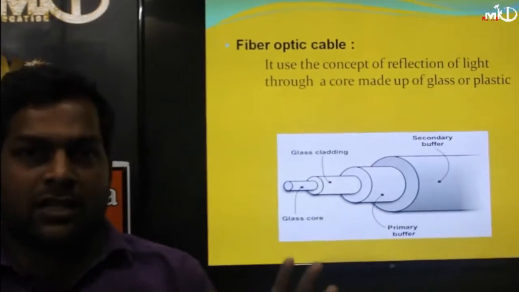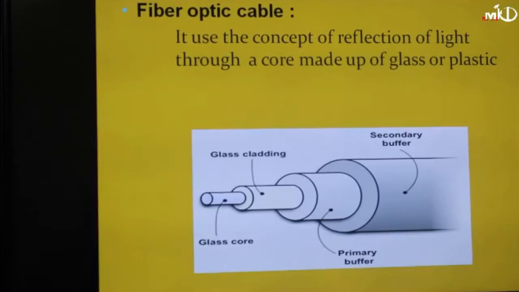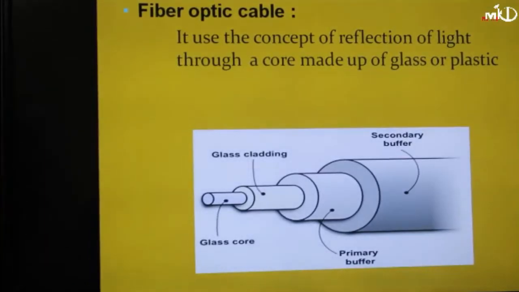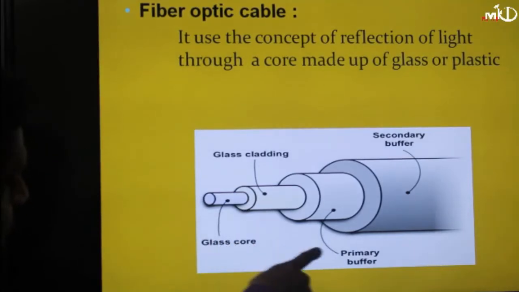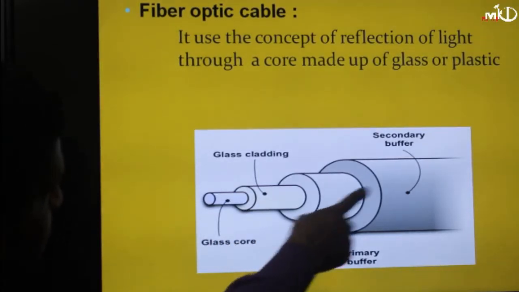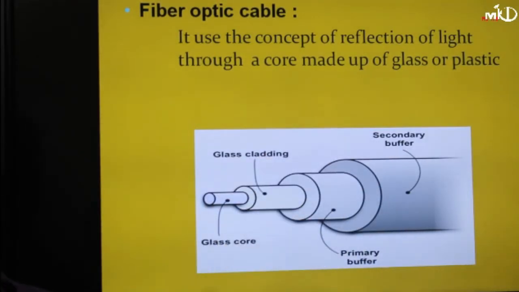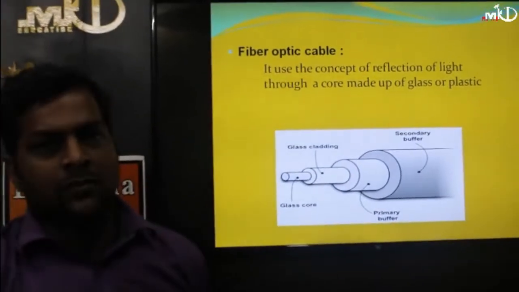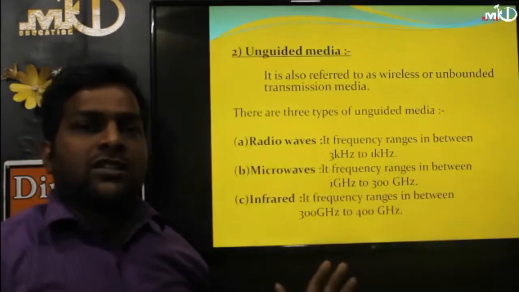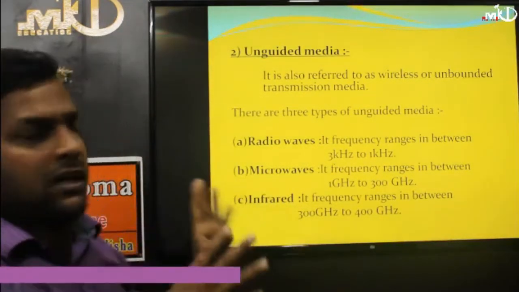Next is the fiber optic cable. That is the cladding concept. It uses the concept of reflection of light through a core made up of glass or plastic. So the glass core is again covered with one cladding, then the primary buffer, then the secondary buffer. Because this is the structure of fiber optics, the optical purpose requires it. So overall it is categorized as per the internal configurations.